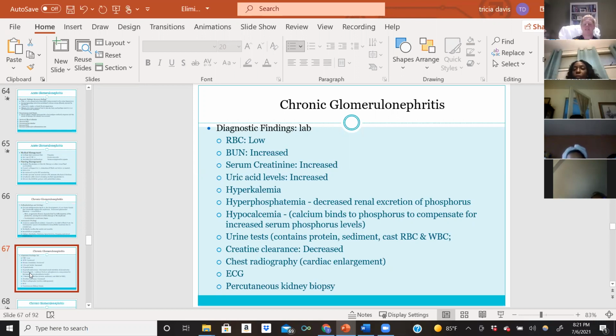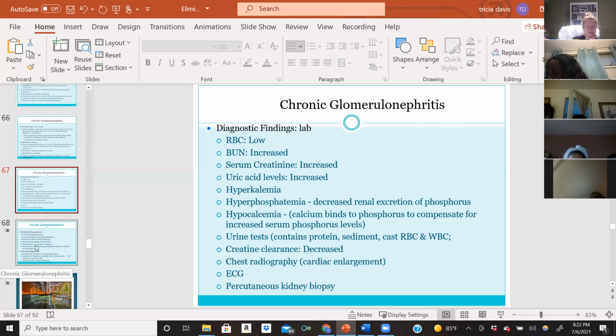We might have to do an ECG because remember our patient has hyperkalemia. So we know what the side effects are of hyperkalemia. So they're probably going to be on a continuous telemetry monitor, and we're going to want an EKG looking for those abnormal heart rhythms. And then if possible, if we need to, we can go in and do a percutaneous kidney biopsy to go in and see what's going on with the kidneys, what damage has been done.